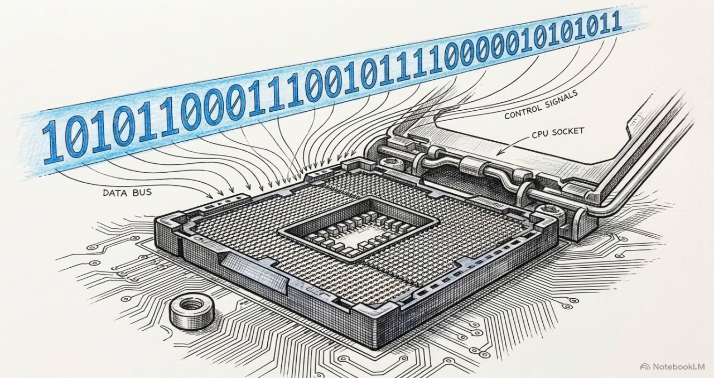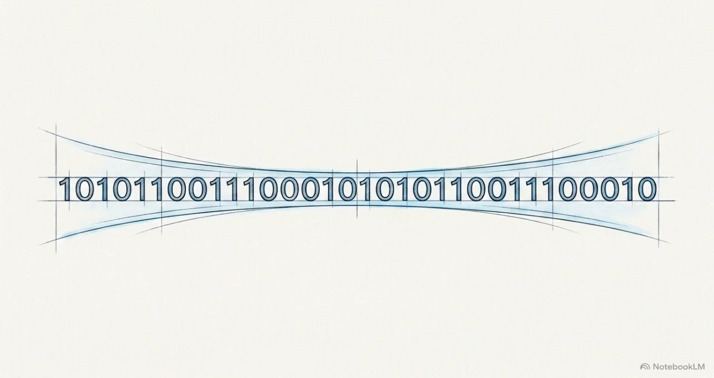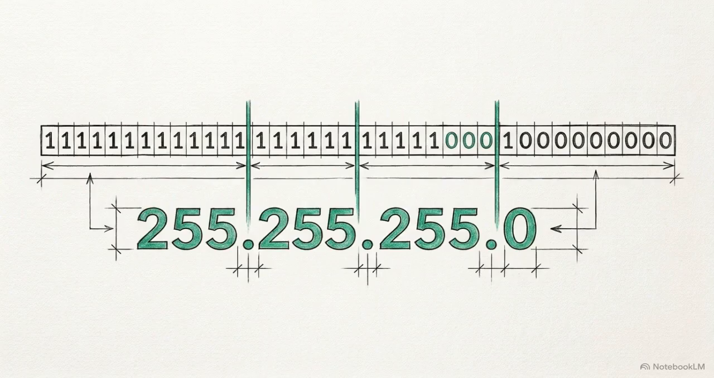By simply looking at a 32-bit number, the computer itself cannot determine where the split between the network and the host occurs. The IP address is structurally blind. It relies on a secondary metric to locate that boundary. That boundary is provided by the subnet mask.